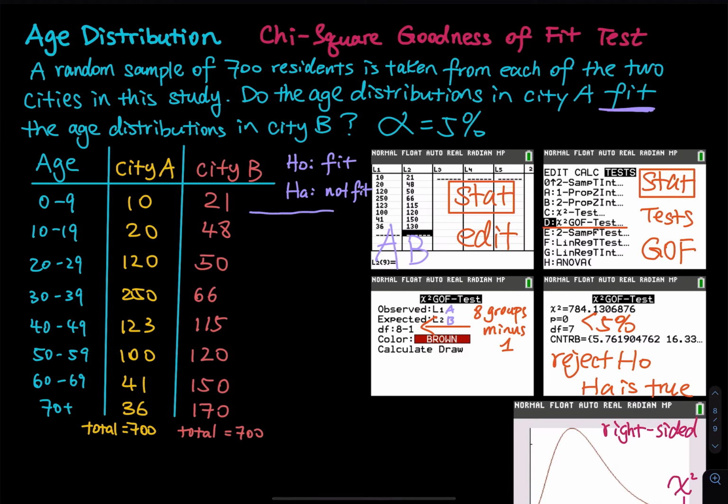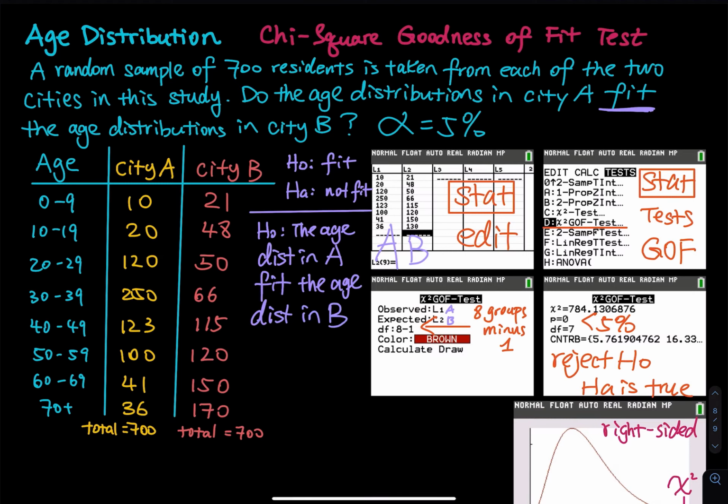Okay, let's elaborate a little bit. For the null hypothesis, I will write: the age distributions in city A fit the age distributions in city B. So H0 is fit, and then HA: all you have to do is change fit to not fit. All right, so that is the H0 and HA.